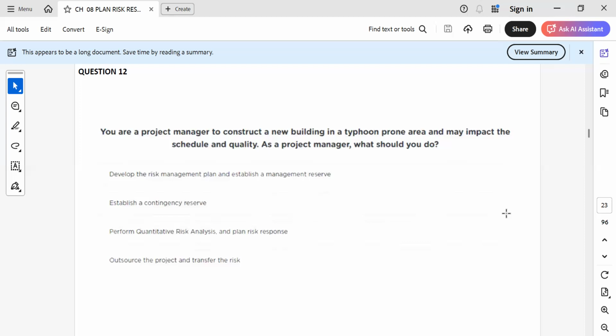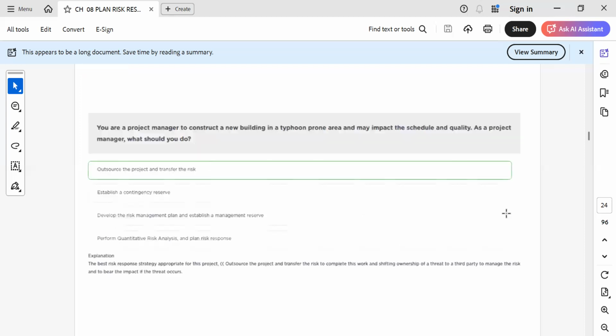Transferring the risk is going to put the burden on the vendor. He will be solely responsible for taking all the risk at his own cost, right? Yes, true.